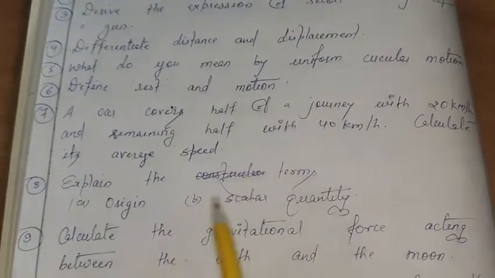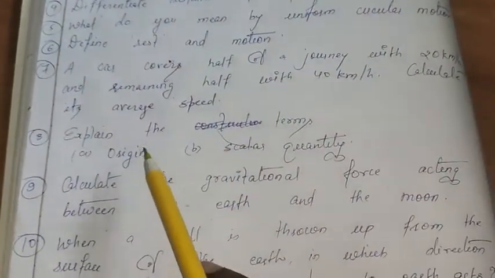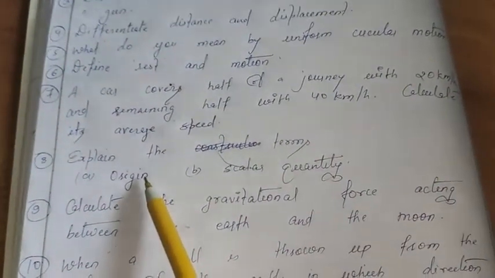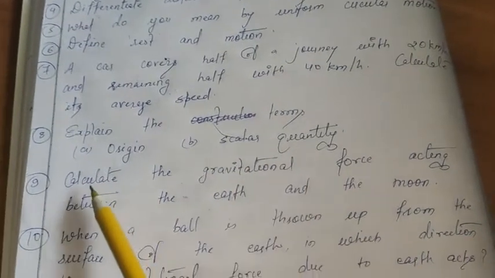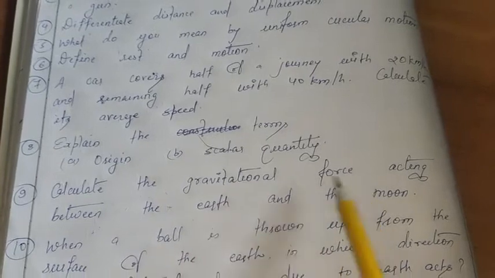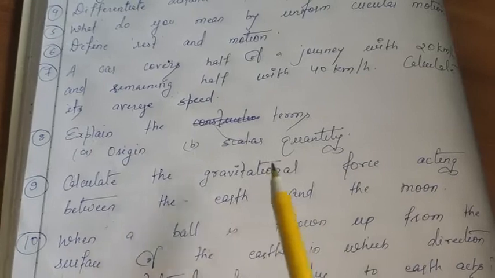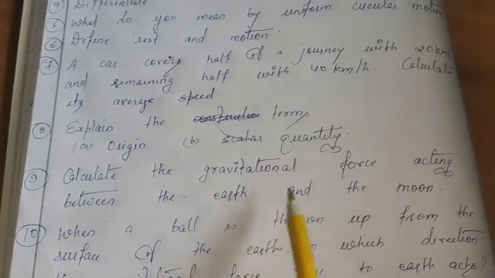Question number 8. Explain the terms origin and scalar quantity. You have to explain what is the exact meaning of origin and scalar quantity. Question number 9. Calculate the gravitational force acting between the earth and the moon. You have to calculate the gravitational force between earth and the moon.